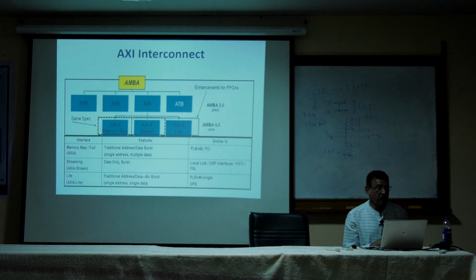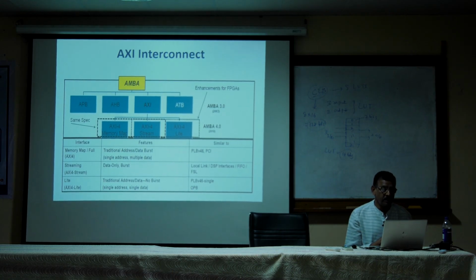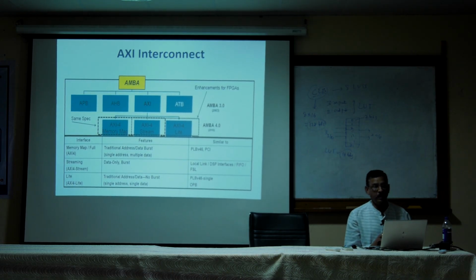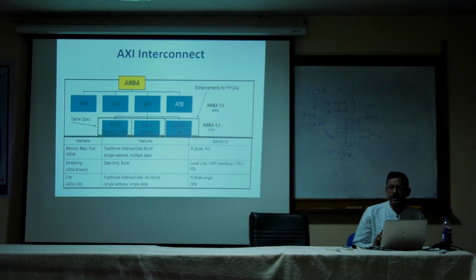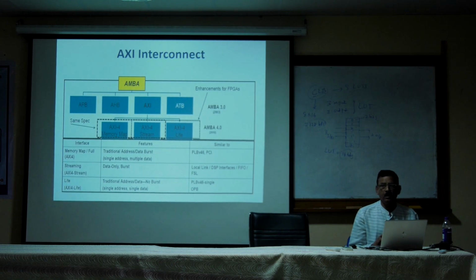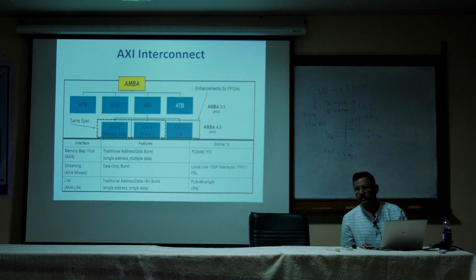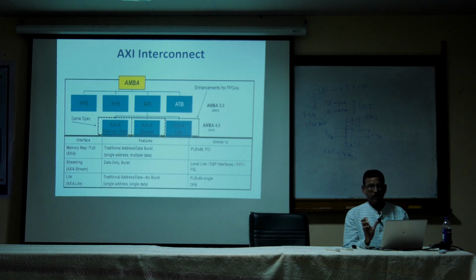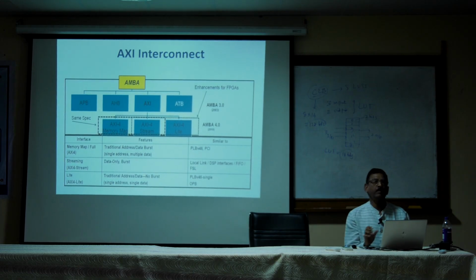The light transfers are AXI Lite, one more is AXI4 Lite. This is a traditional address-data, no burst transfer is allowed here. It is only single address, single data that we are going to transfer in AXI4 Lite. Okay, you can use AXI4 Lite, AXI4 full, or streaming. Any one of these three interfaces you can use to communicate with the processor core inside the FPGA, with the FPGA fabric.